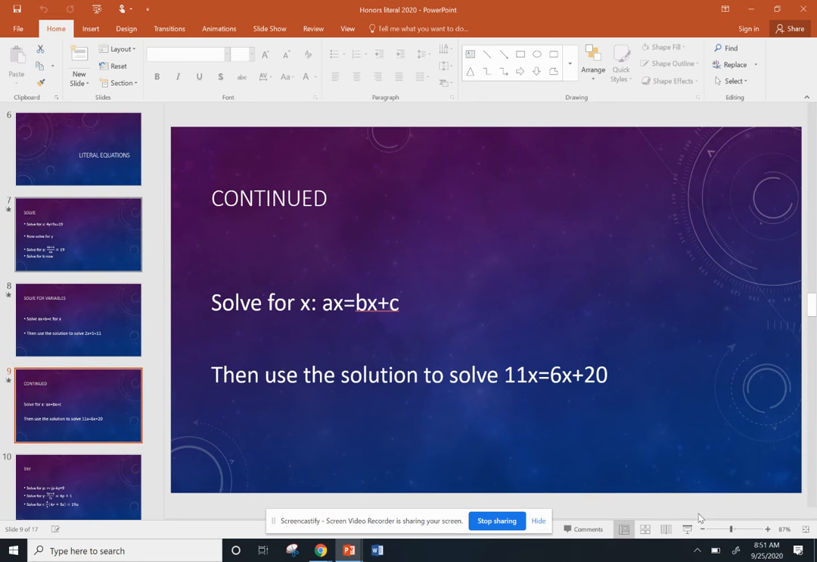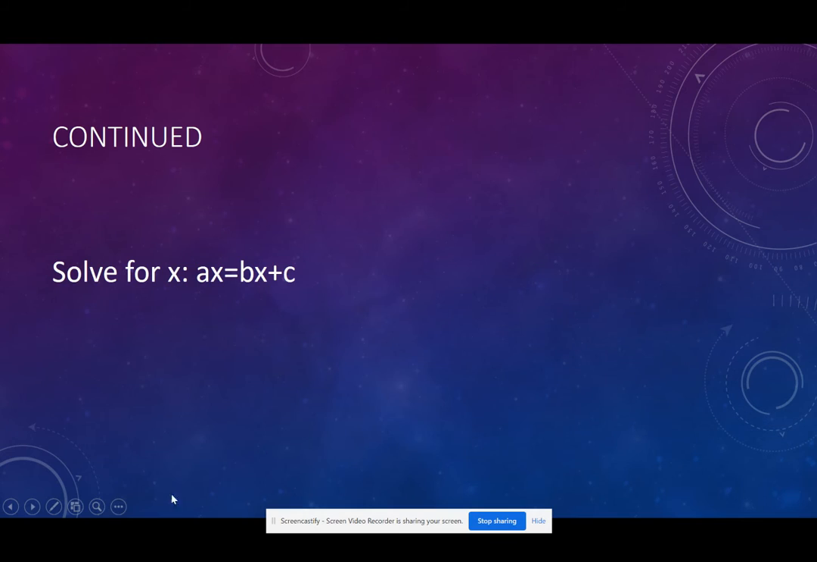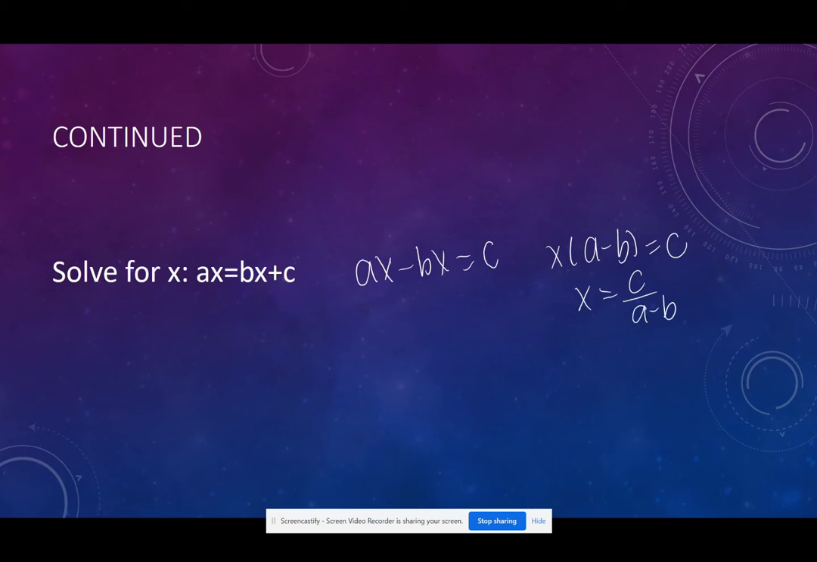So if I was to do a problem like this, I wanted to solve for x. I'd bring bx over because that has an x as well. So minus bx equals c. Then I would factor out an x, sorry. And I get a minus b equals c. And then I want to get x alone, so I have to divide by a minus b. So I get x equals c over a minus b.